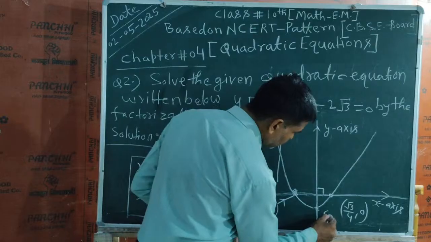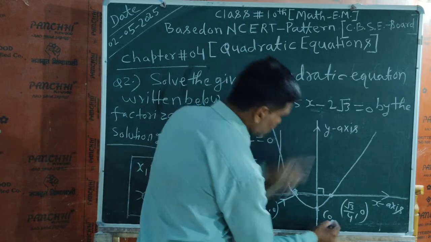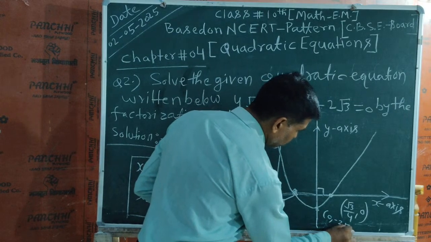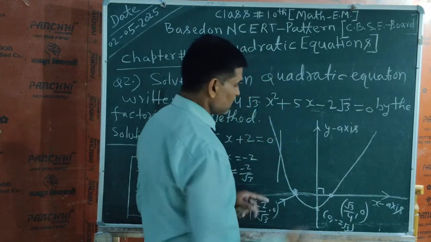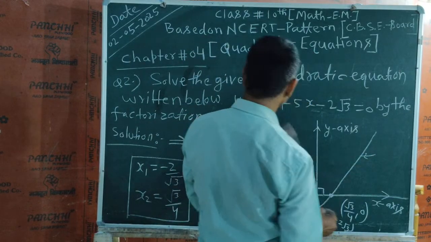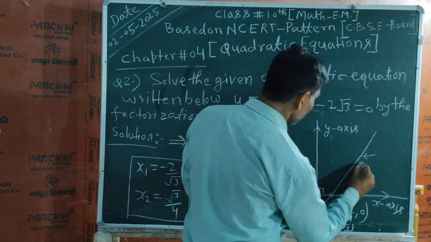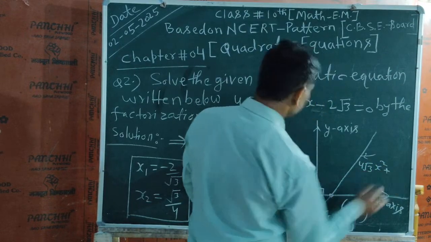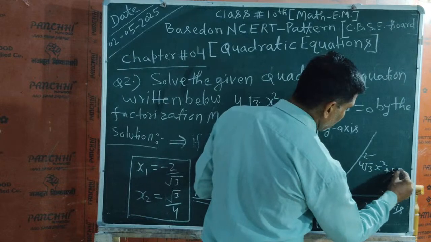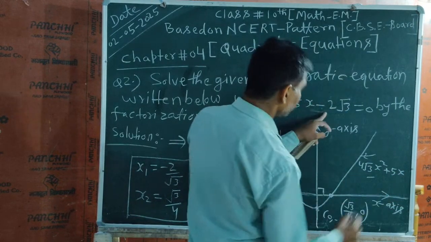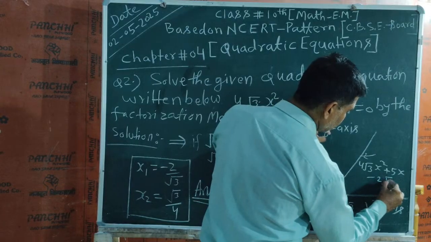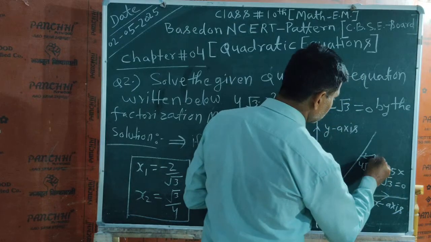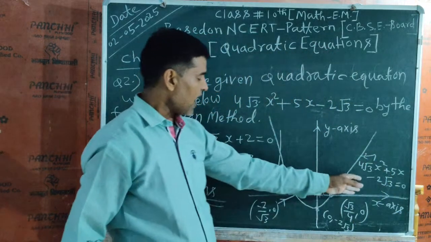On the y-axis, x will always be 0, and the value of y will be 2 root 3. So this is the curve. I am going to write its equation, that is 4 root 3 x square plus 5x minus 3 minus 2 root 3 is equal to 0. So this is the particular quadratic equation I have written here.